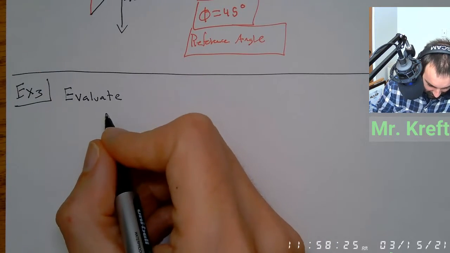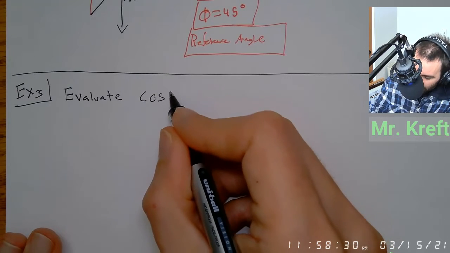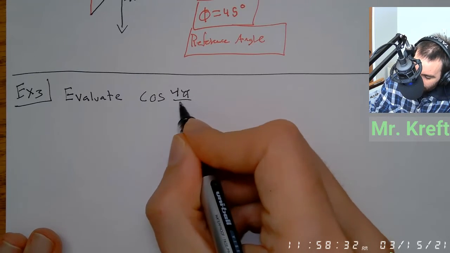All right, here we go. Evaluate. Let's evaluate cosine of 4 pi over 3.